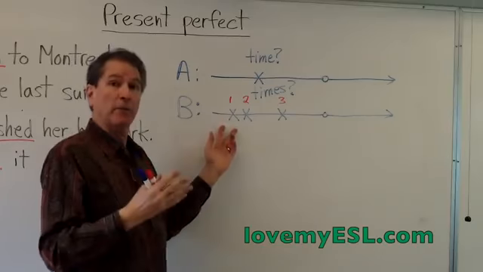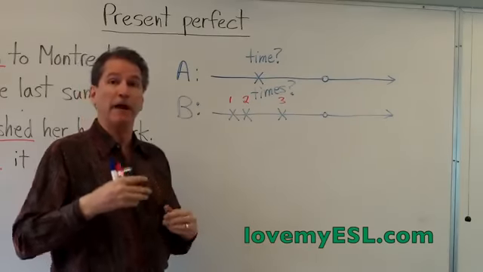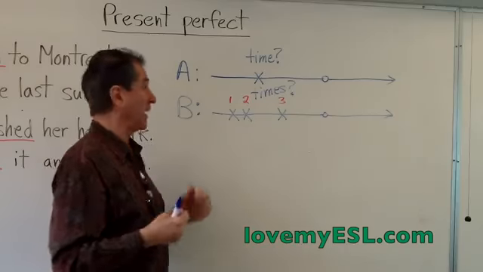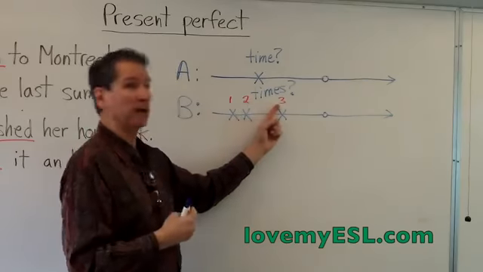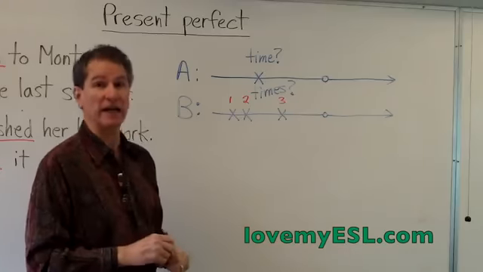But when you have a number, by the way, you're always going to use the present perfect. If you say, I have had 3 cups of coffee this morning, have had because 3 cups of coffee, that's a number. So you're going to be using the present perfect with any number.